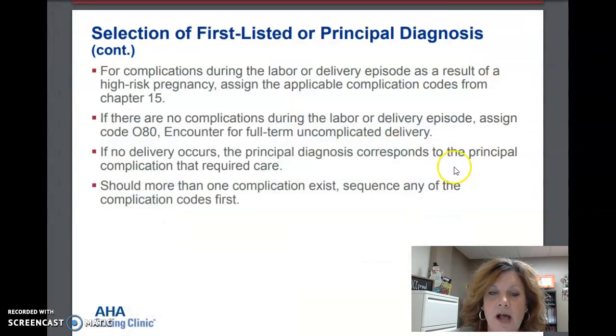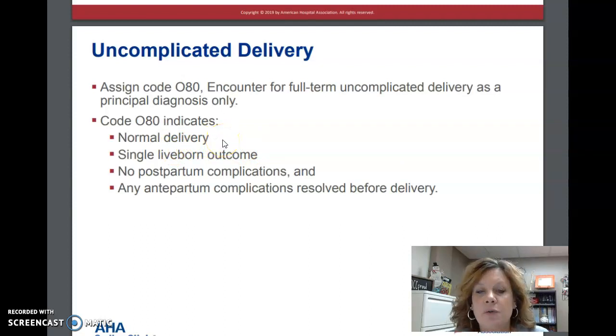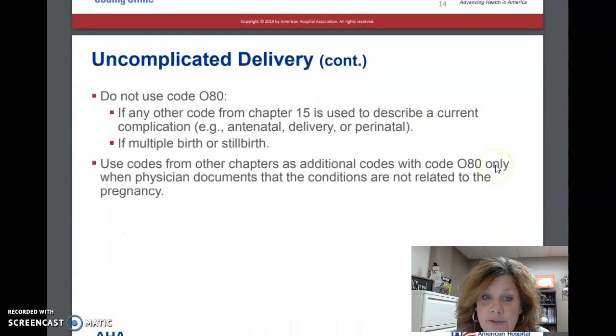Okay, how do I come to this if I can do O80? What all is involved here? Well, one thing, it's a normal delivery, single liveborn. Even if I have twins, the first one came out fine, second one 5 minutes later, no issues, great delivery, everything went great. Normal delivery. You still can't use O80 just because twins is not normal. So there can be no postpartum complications, and any antepartum complication has to be resolved before delivery to use O80.